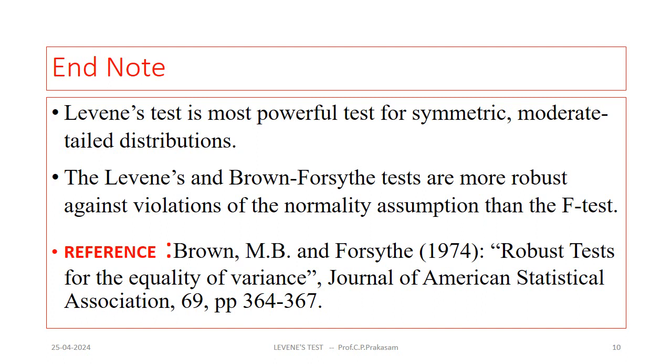For reference purposes, one can see Brown M.B., Forsythe, 1974, Robust tests for the equality of variances, which is available in the Journal of the American Statistical Association.